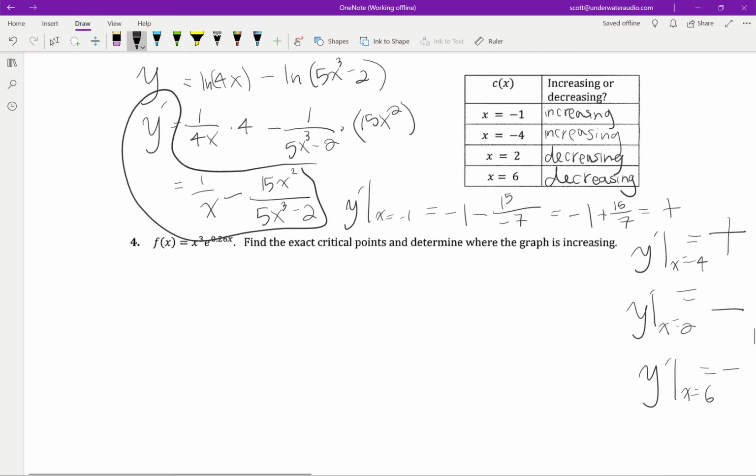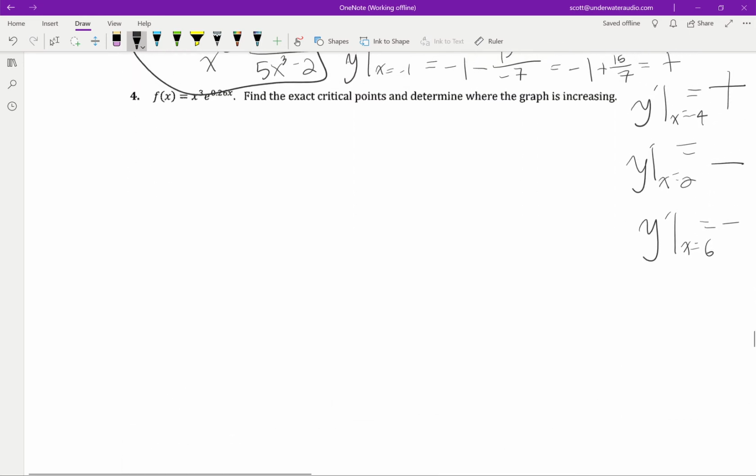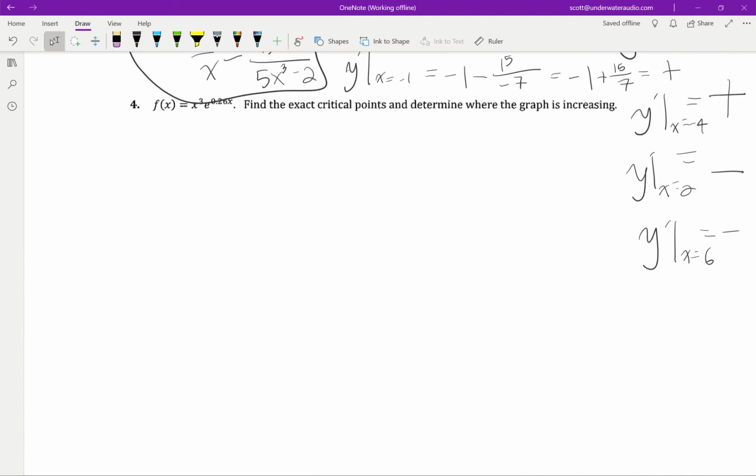Alright, I think number 4 is the last problem in the section. Okay, f of x equals x cubed e to the 0.26x. Find the exact critical points and determine where the graph is increasing. Okay, so this to me is a product rule. So f prime of x is going to be the first times the derivative of the second plus the second times the derivative of the first.